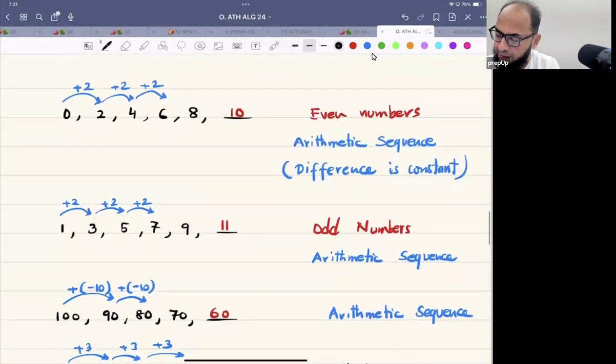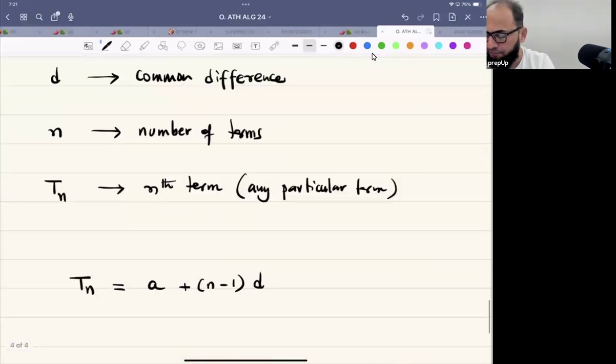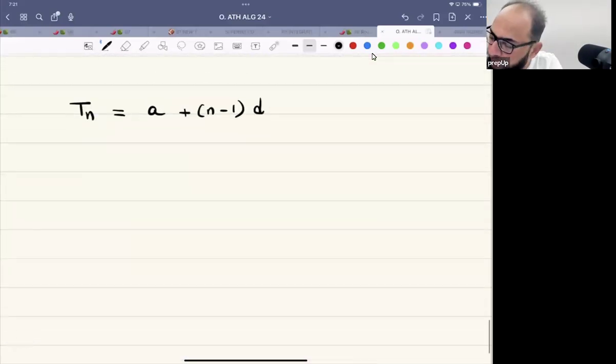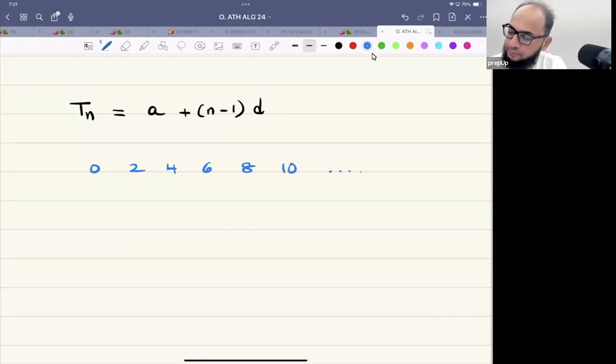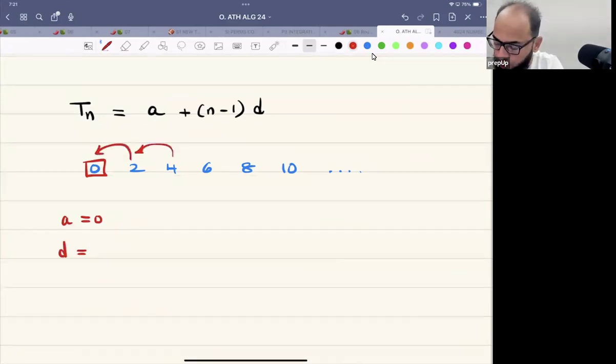Let me choose the first one: 0, 2, 4, 6, 8, 10, and so on. The first term is 0, so I'll write A as 0. The common difference is the second minus the first term, the third minus the second, and so on.